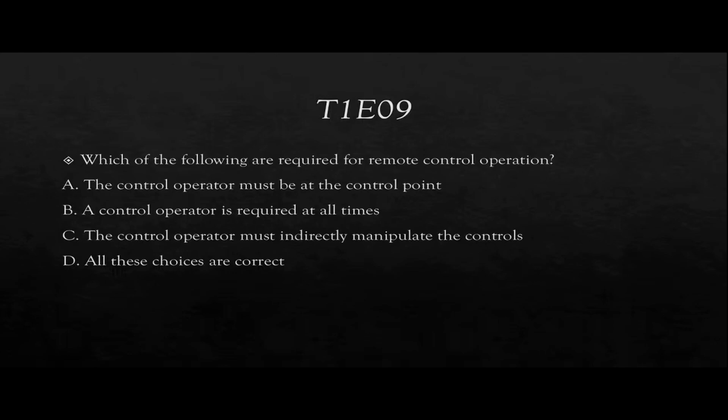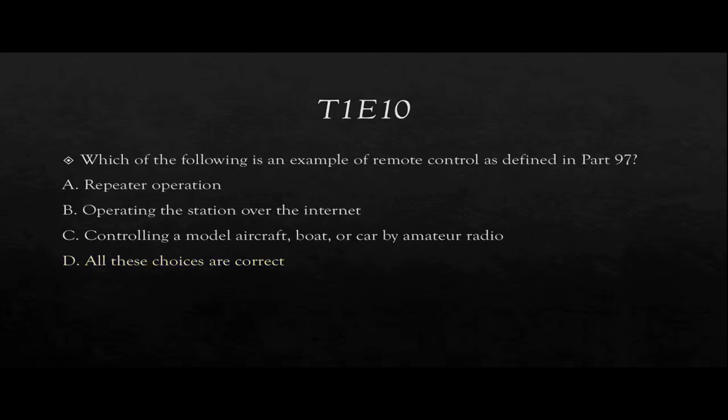That kind of tells us what the answer is going to be, but let's look at C. The control operator must indirectly manipulate the controls. Again, that is true. So they must at least at some point be saying, hey, you can push to talk, hey, adjust this, adjust that. They're in charge of running that radio. So in the end, the answer is D. All of these choices are correct.